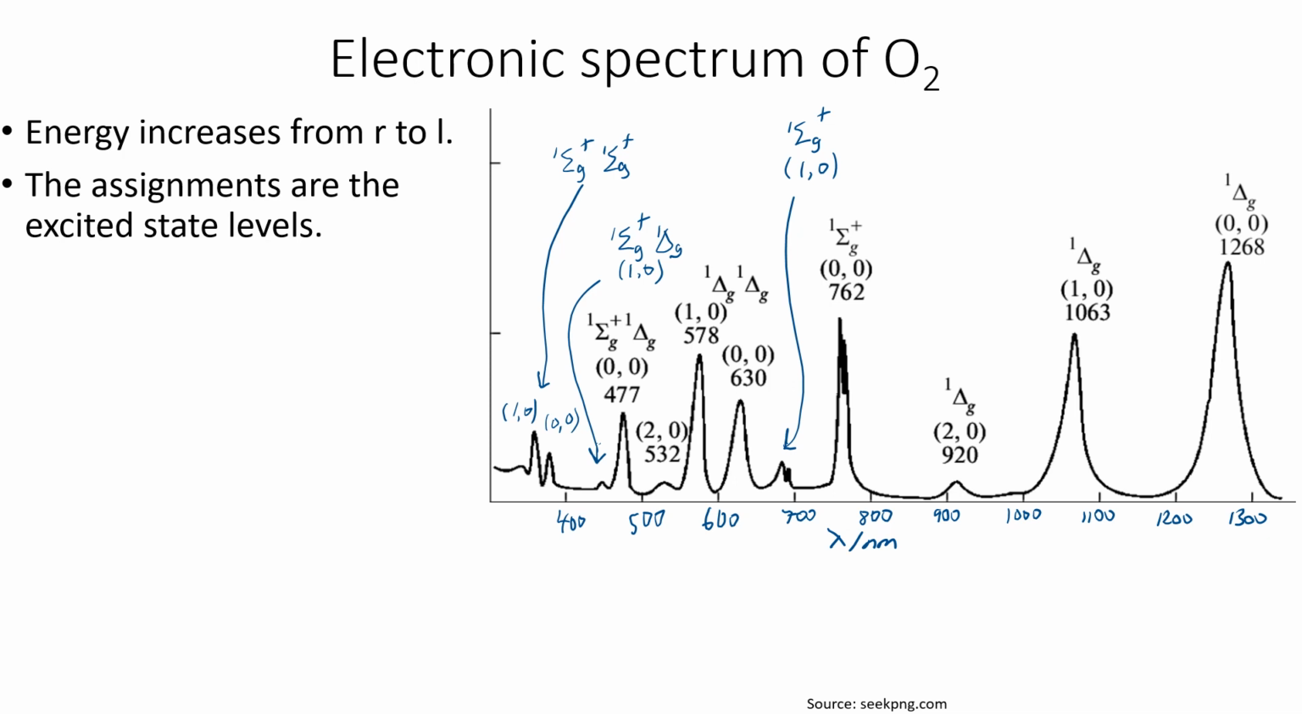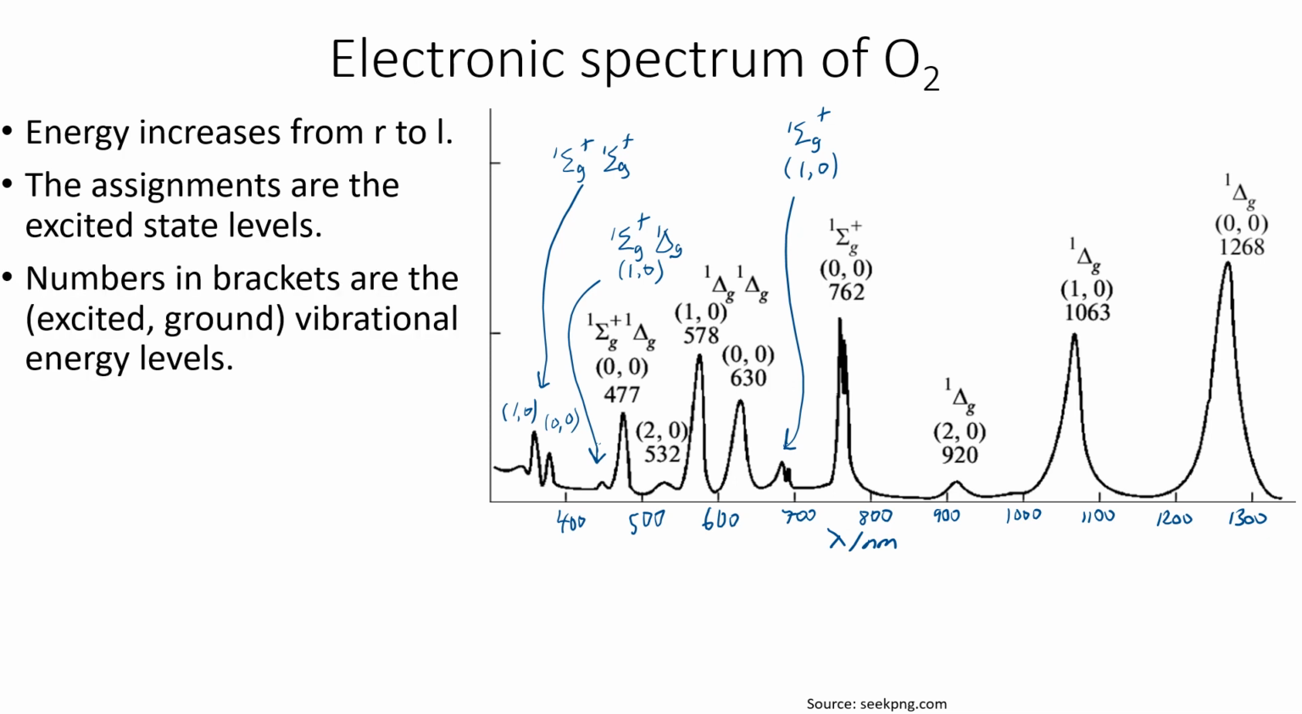This will be a forbidden transition, and it just involves one photon taking the oxygen up to the first excited state. And it's got this 0, 0 underneath it. The 0, 0 there represents the vibrational levels. We looked a bit at vibrational levels when we did the photoelectron spectrum. So the 0, 0 means that the ground state and the excited state are both in their bottom vibrational level. Neither are vibrationally excited, and that's the lowest energy.